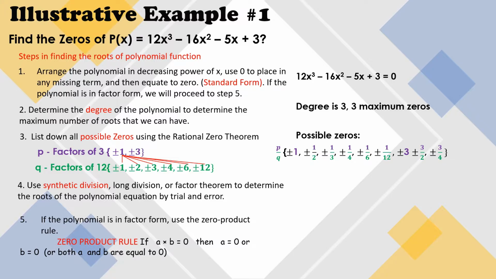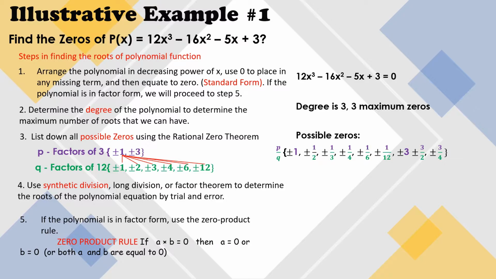So the p over q will become 3 over 1, which is positive negative 3. Then we will have 3 over 2, positive negative 3 over 2. Then 3 over 3 is 1, so we don't have to write it since we already have 1. Then we have 3 over 4. Then 3 over 6 is 1 half. And 3 over 12 is 1/4. Since we already have 1/4, we don't have to write it again.